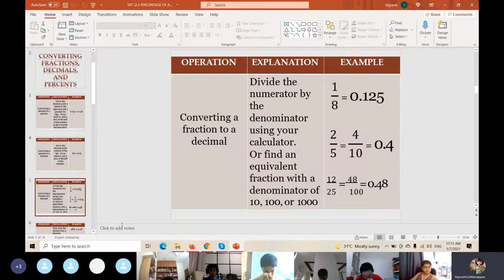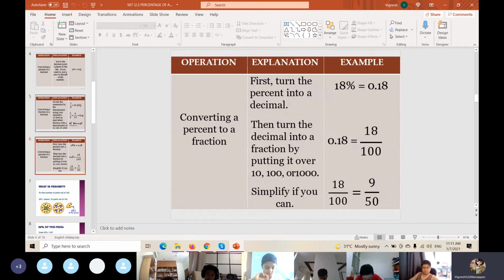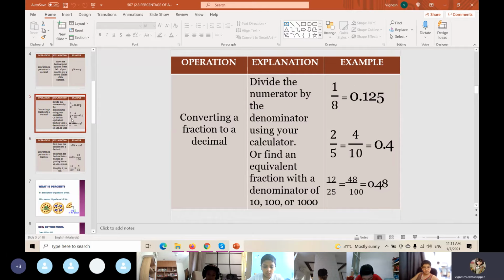Understand? Understand or not, class? Understand or not? Hello. Understand, teacher.